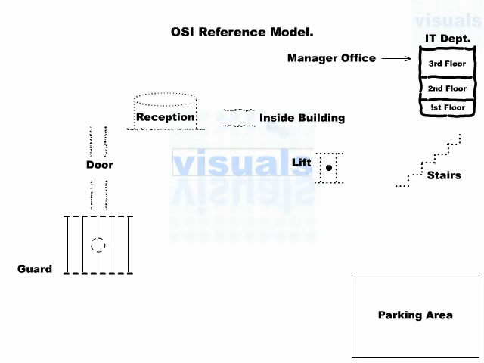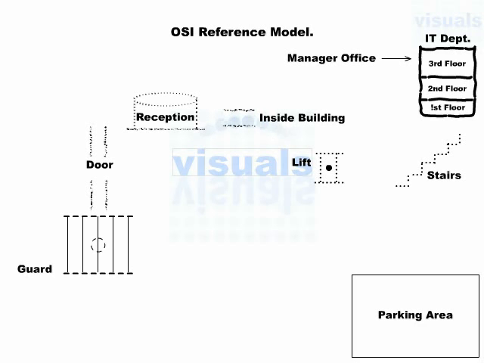So let's take a look at a scenario and analyze it so that it will help us to understand the OSI model more comfortably. After discussing this scenario, we will move directly to discuss the OSI model. You can see this scenario. This is a building. Just assume this building belongs to an organization.